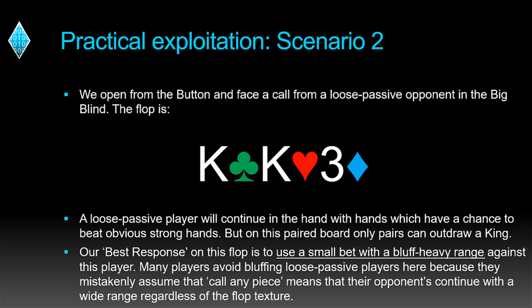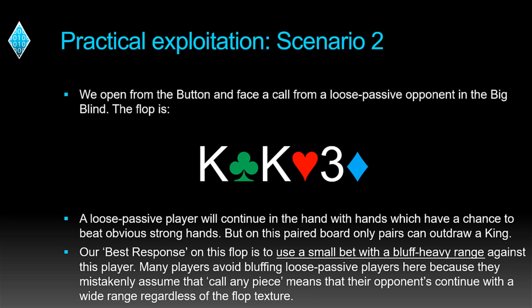So our best response on this flop is actually going to be more similar to what you would expect if you were searching for a game theory optimal strategy, which would be to use a small bet with a bluff. Well, obviously optimal wouldn't be bluff heavy, but in terms of sizing it would be to use a small bet with a bluff heavy range against this player.